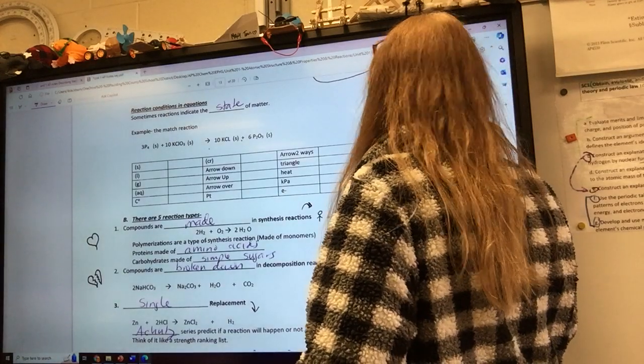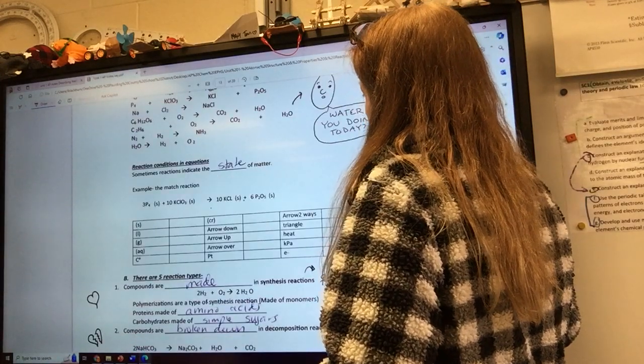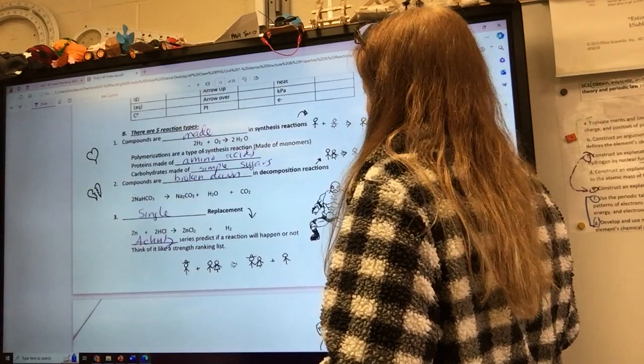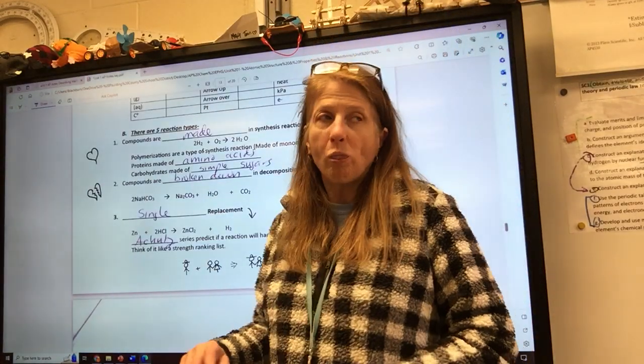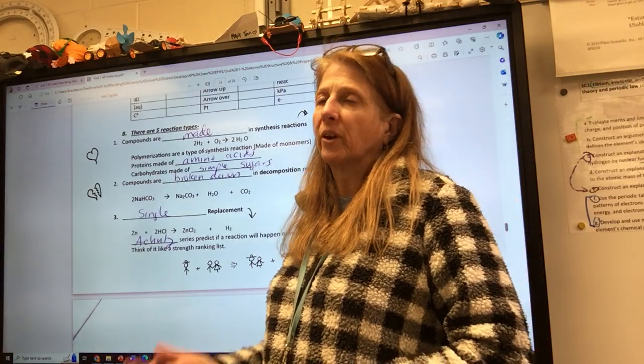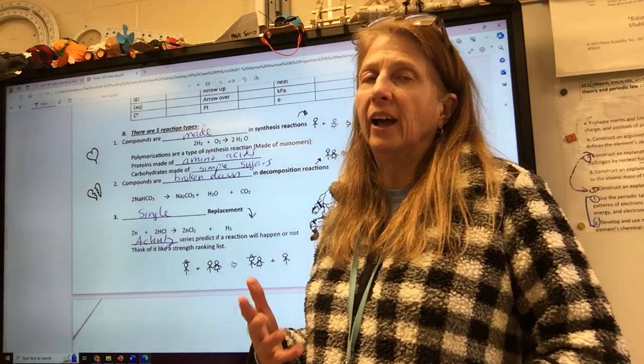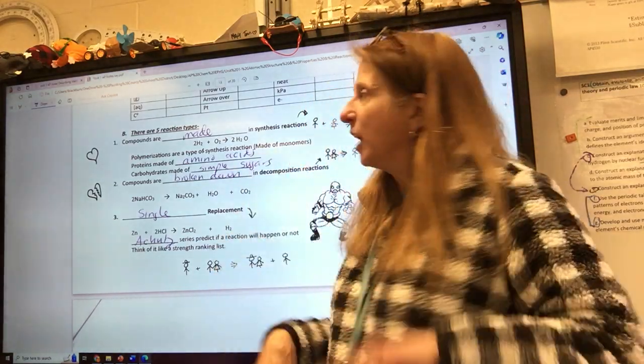So there are 5 reaction types. Oops, went up too much. You need to know them. You need to be able to recognize them if they're given to you on the AP test. This is something that will be on the AP test.